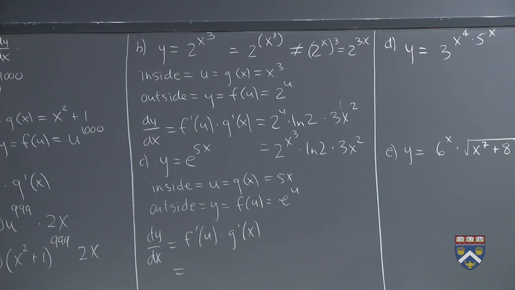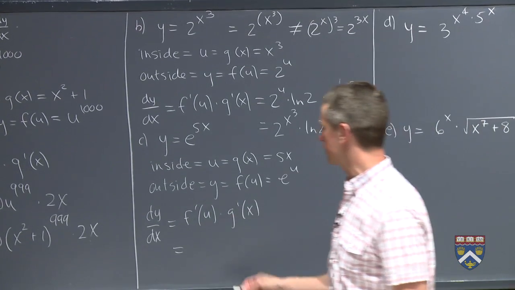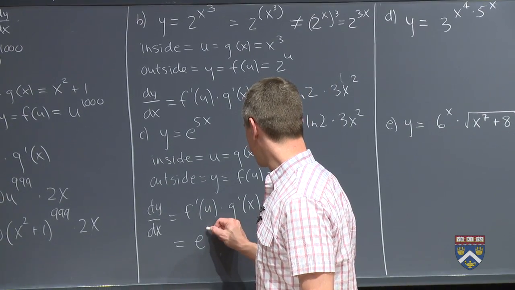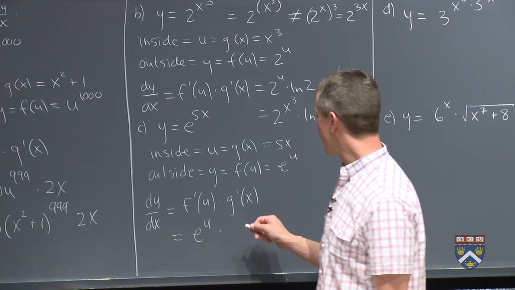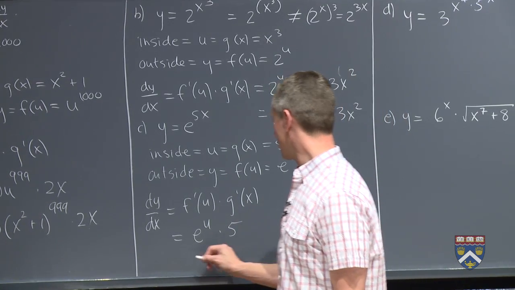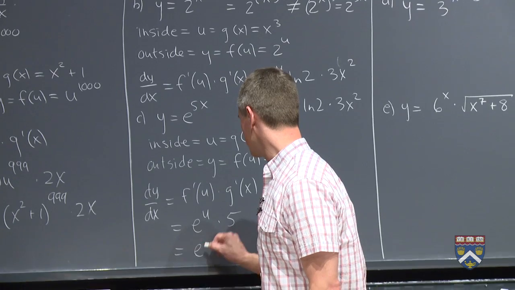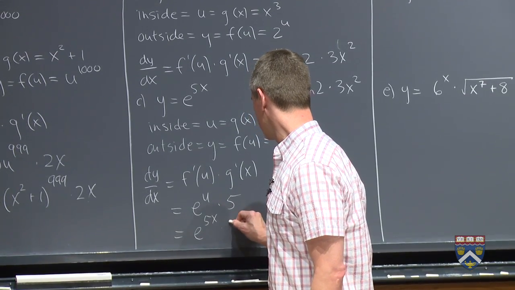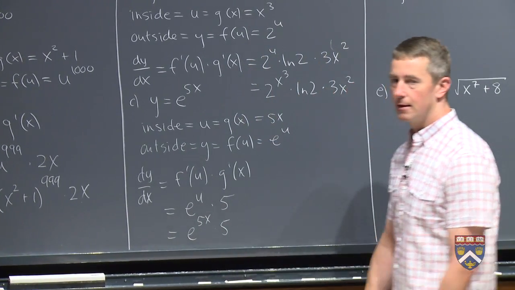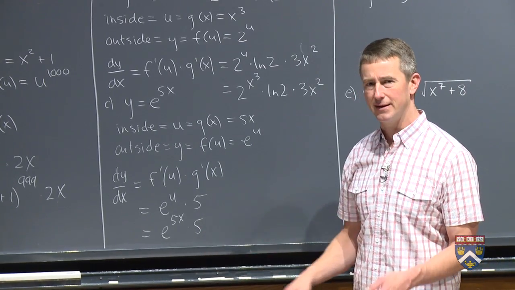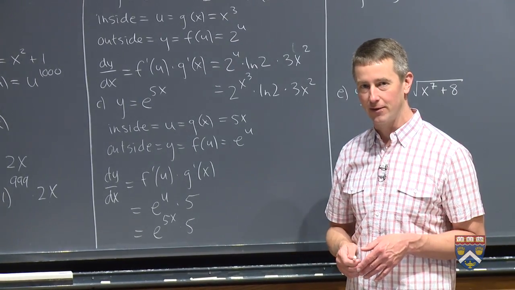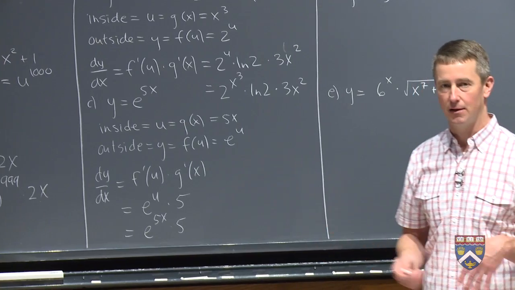E to the u, one of my favorite functions because it is its own derivative, as we very excitingly figured out last week. And then what's g prime of x? The derivative of 5x is just 5. Except that we shouldn't leave a u in our answer. Make it e to the 5x times 5. And you can check that that's the same answer that we got last time, except that we had written 5 here. We had written it as ln of e to the 5, which simplifies to 5 because of the inverse function rules there.